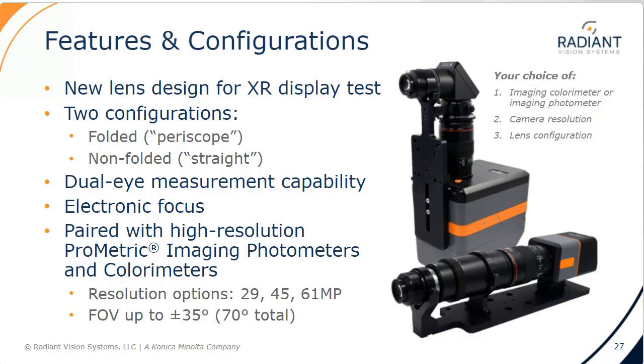Fundamentally, the XRE lens solution is designed to enable in-headset display testing. Manufacturers have several options to tailor an XRE lens solution for their measurement needs. First, the lens has two configuration options, what we're calling folded and non-folded, to address different integration requirements. For instance, in dual eye measurement, where two lenses are simultaneously positioned at each eye's pupil position in the headset. All configurations offer electronic focus, which enables focus to be controlled via the software. And the lens can be paired with a prometric imaging system of choice, a colorimetric or photopic system, depending on the need for color measurement, with imaging resolution options up to 61 megapixels, and fields of view of up to plus or minus 35 degrees, or a full angular field of view of 70 degrees total.